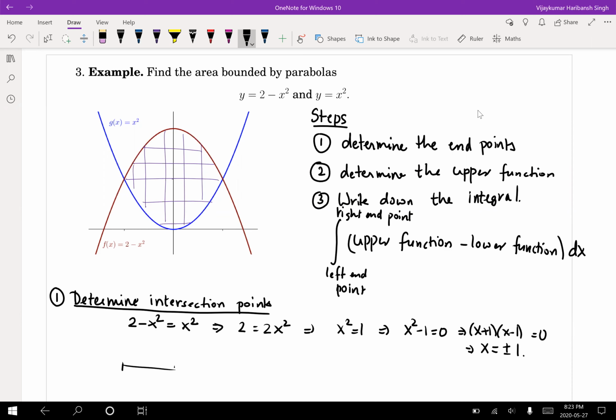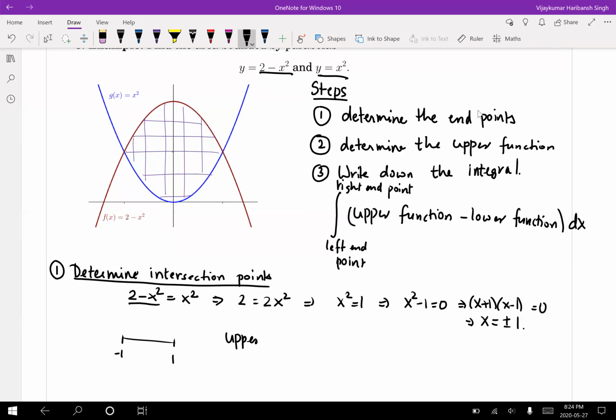Now you're from minus 1 to 1. Now you have to decide which one is upper and which one is lower. So how do you decide that? You just take any point between minus 1 and 1. Let's take 0. When you substitute 0 in y equals 2 minus x squared, you get 2 minus 0 squared, which is 2. If you substitute in the second one, you'll get 0. So of course the upper curve, or upper function, is y equals 2 minus x squared. If you want, you can call that f of x.